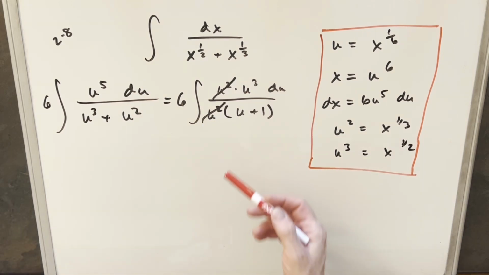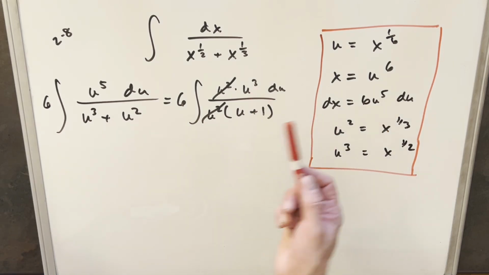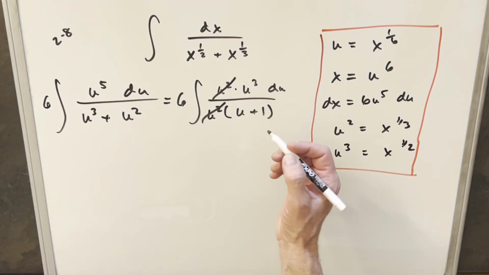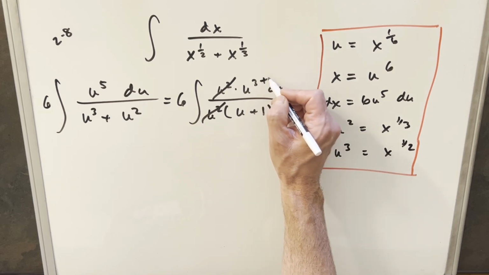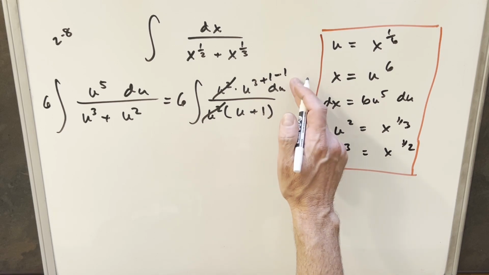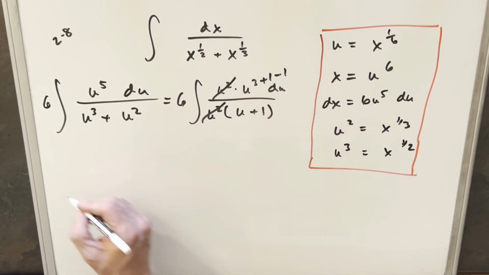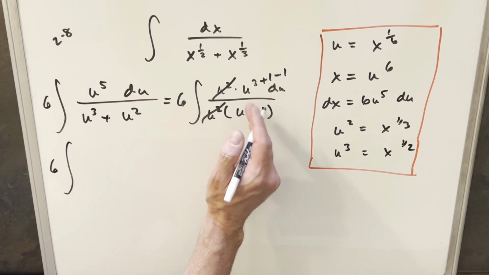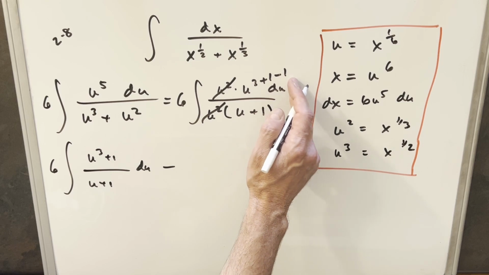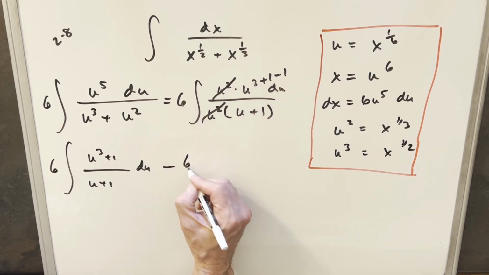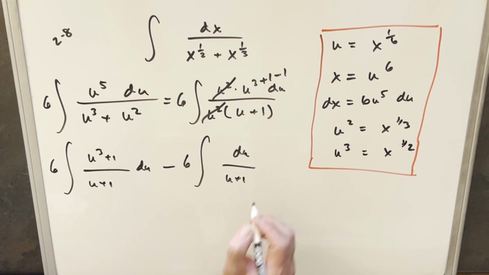Now at this point, the thing we typically do with a higher power in the numerator is polynomial long division. I usually try to avoid that and simplify on my own. So if I add a 1 and subtract a 1 here, I'm adding 0, so I'm not changing it, but this lets me split it into two integrals. The first integral we'll write as u cubed plus 1. For the second integral, I'm going to take my minus 1 and distribute in the 6. We'll have a minus 6 in front, and this is just du over u plus 1.